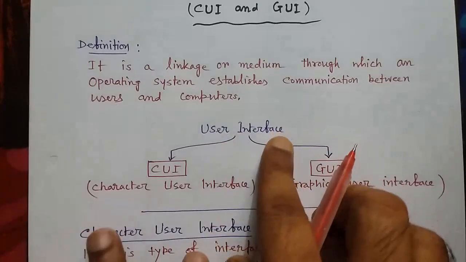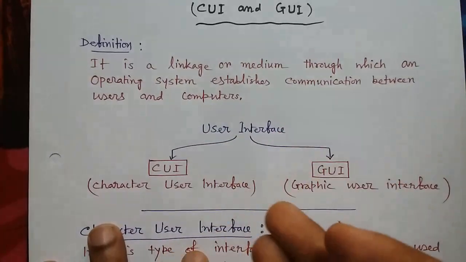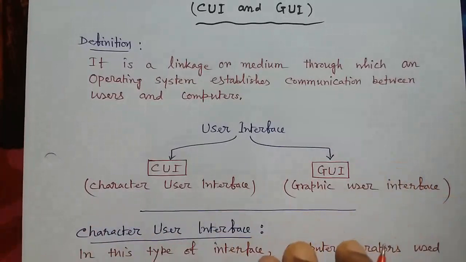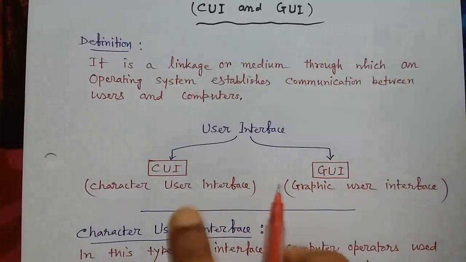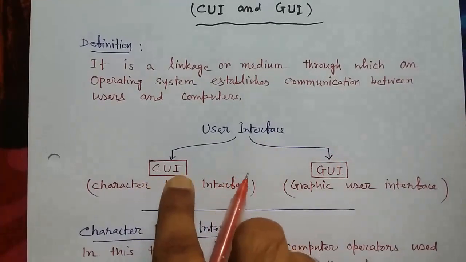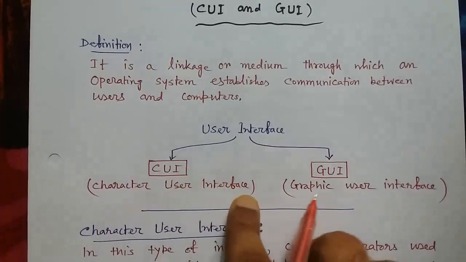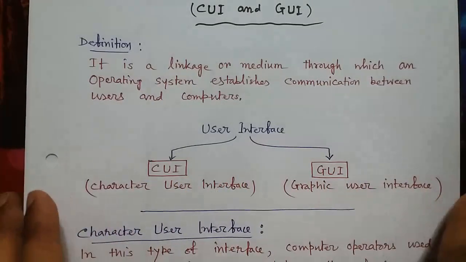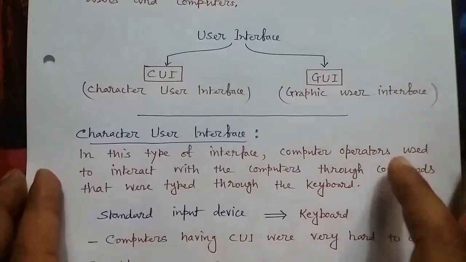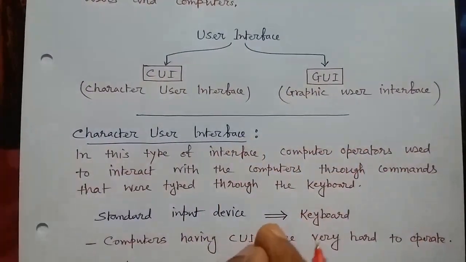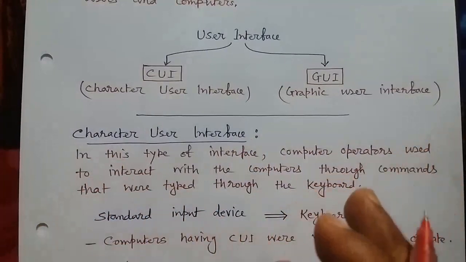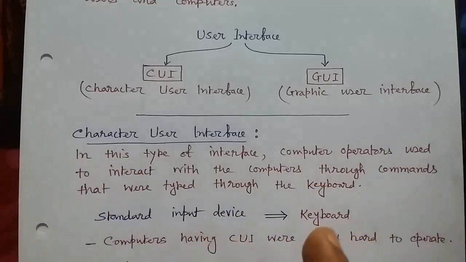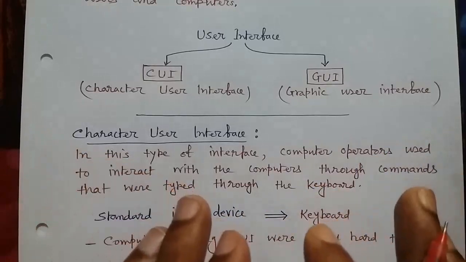Now user interface is divided into two types. That means the operating system provides two types of interfaces by which a user is linked with the computers. Number one is CUI. CUI stands for character user interface, and number two is GUI. GUI stands for graphic user interface. Okay, now what is character user interface? But before that I want to tell you that CUI was provided by early computers. Okay, so modern computers do not use CUI.